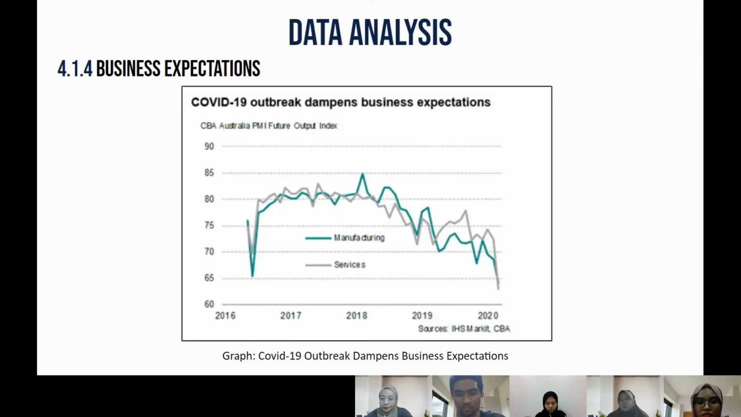According to the PMI Future Output Index, business expectation for the manufacturing industry was declining in 2020.